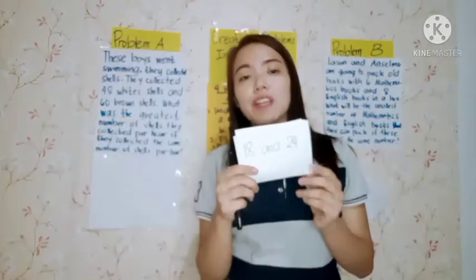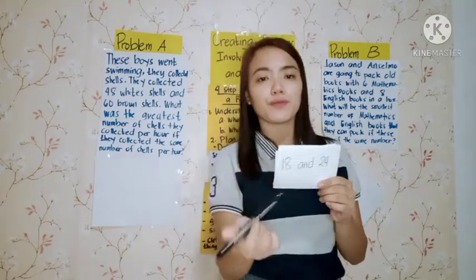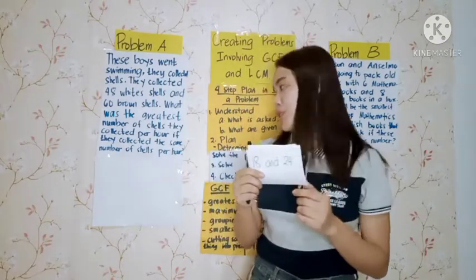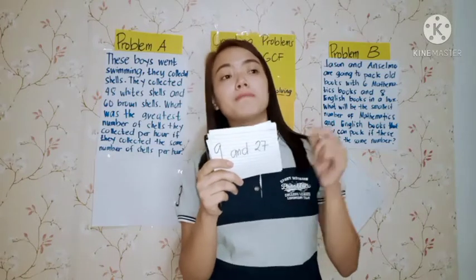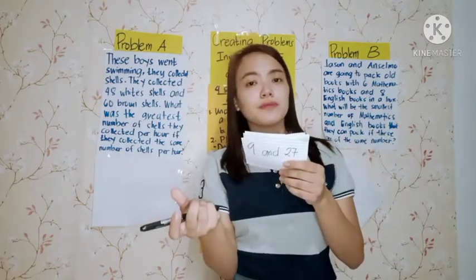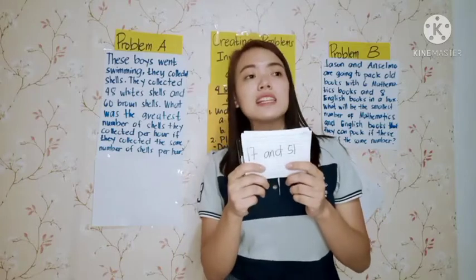Fourth is 18 and 24. What is the greatest common factor of 18 and 24? Anyone who wants to solve? Yes. Very good, 6. Then, what is the least common multiple of 9 and 27? Anyone who wants to solve? So, 27. Next, 17 and 51. What is the least common multiple of 17 and 51?